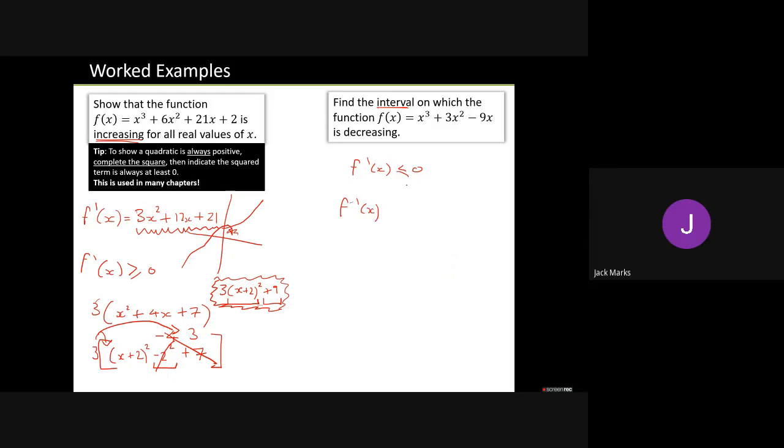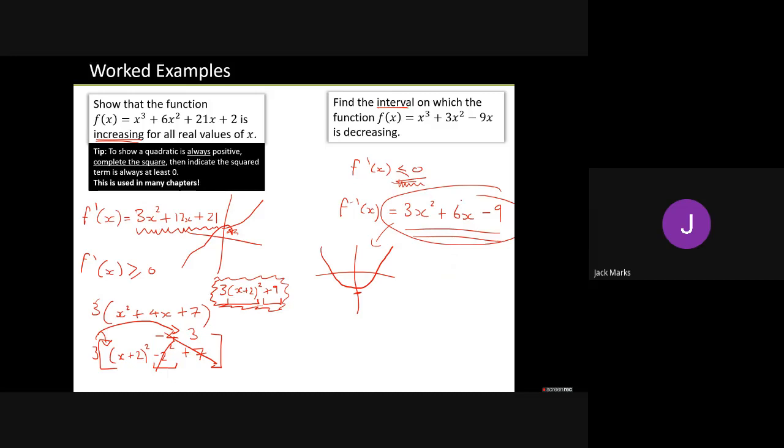The gradient function here is going to be 3x squared plus 6x minus 9. So we want to know when the values from this are less than or equal to 0. Let's draw a sketch. That's what this quadratic might look like. Where does this quadratic give me values less than 0?